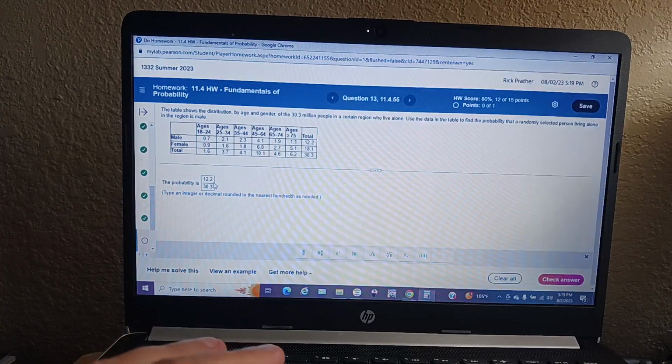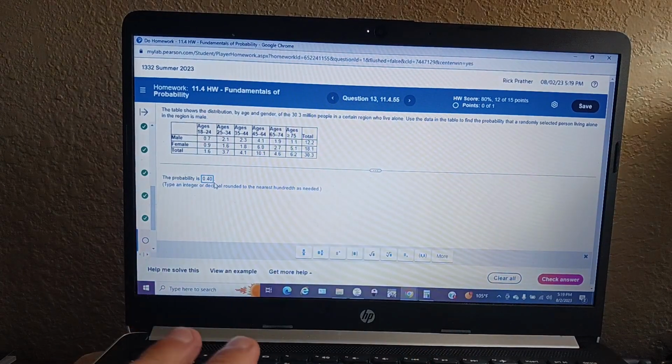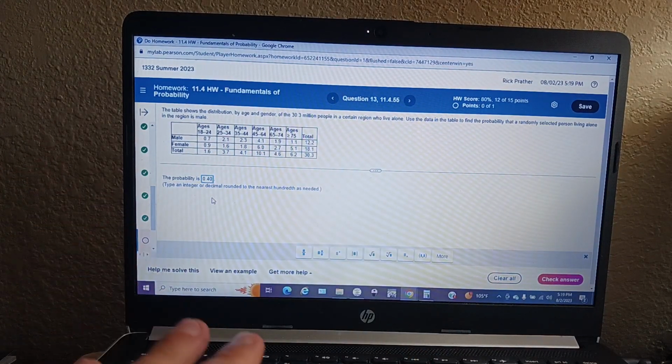0.40, or 40% of the population is male in this region. But don't put a percent because it didn't ask for that. So 0.40.